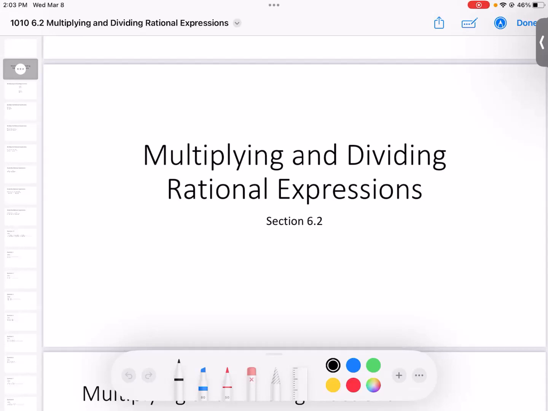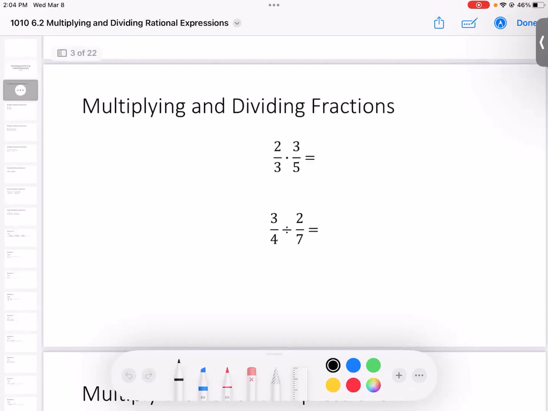So today's lesson is about multiplying and dividing rational expressions. Remember, rational expressions are basically like polynomial versions of fractions. So to start off our lesson about multiplying and dividing rational expressions, let's talk about how we multiply and divide fractions.